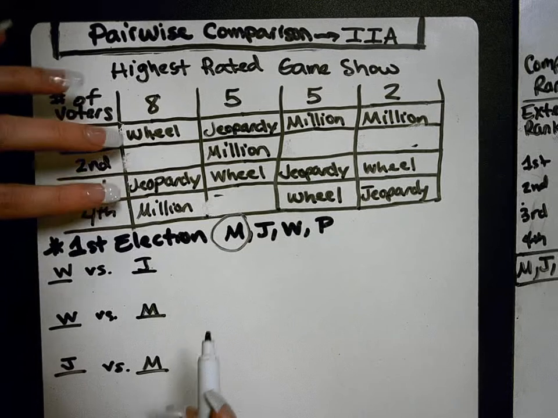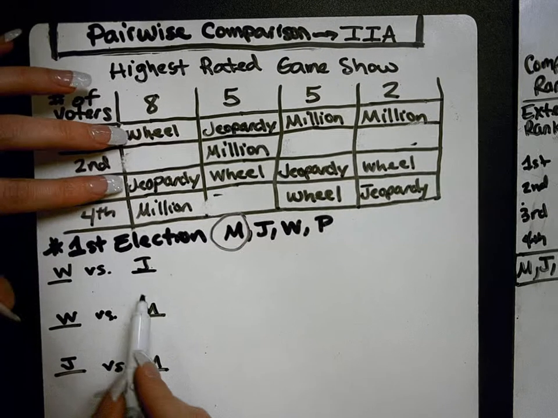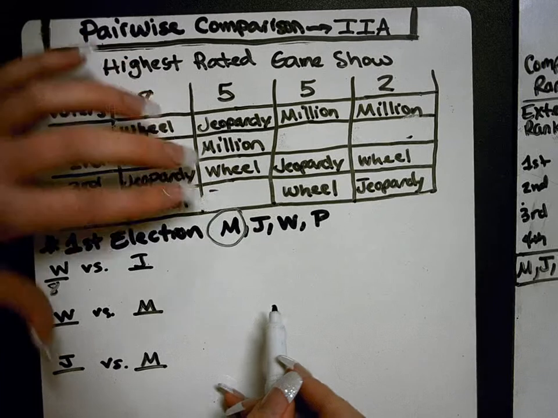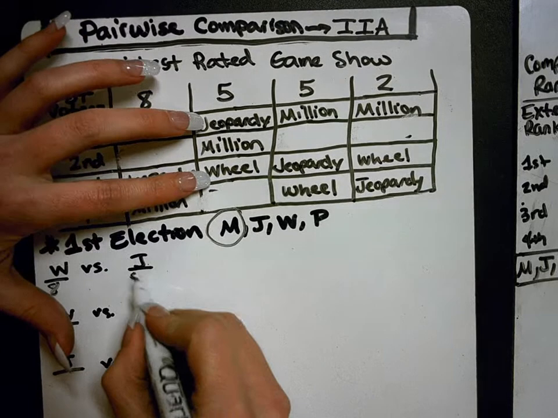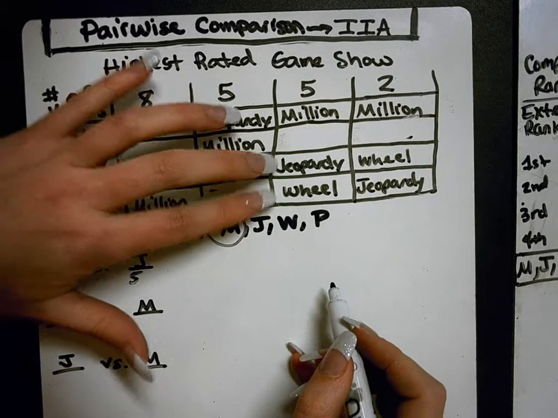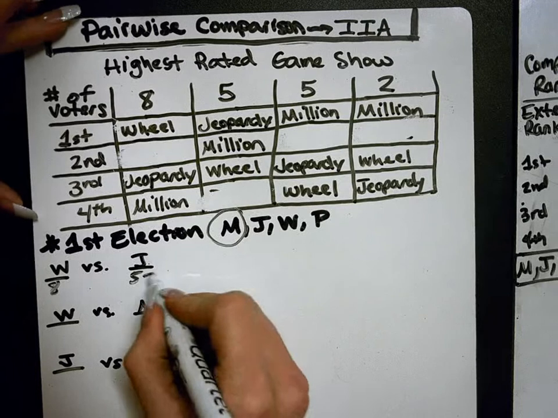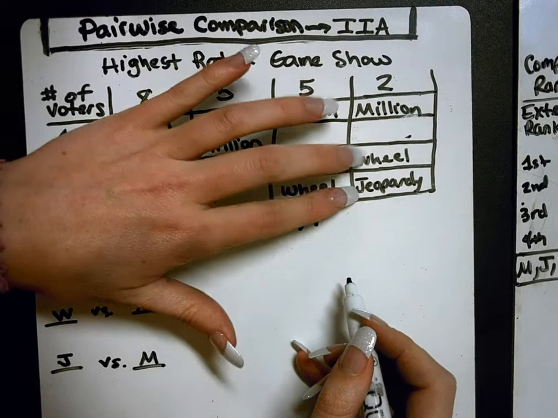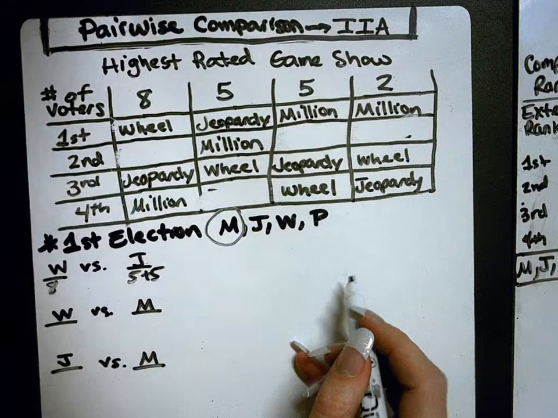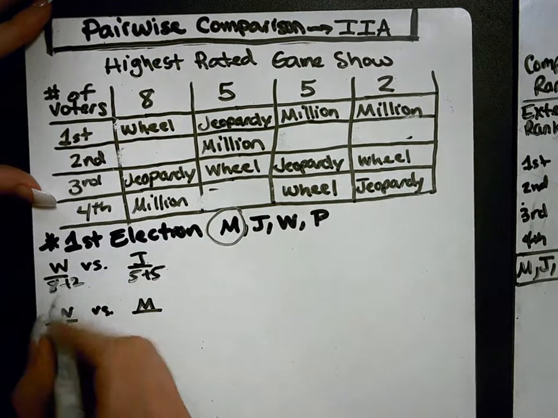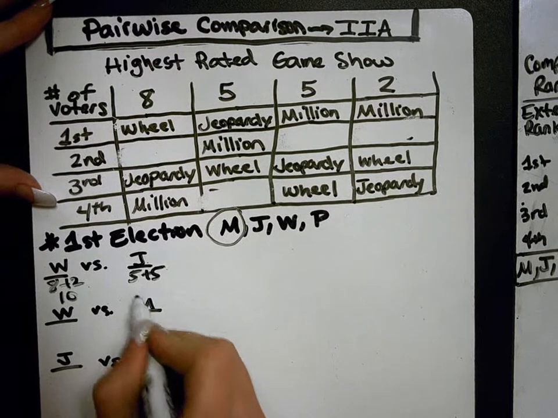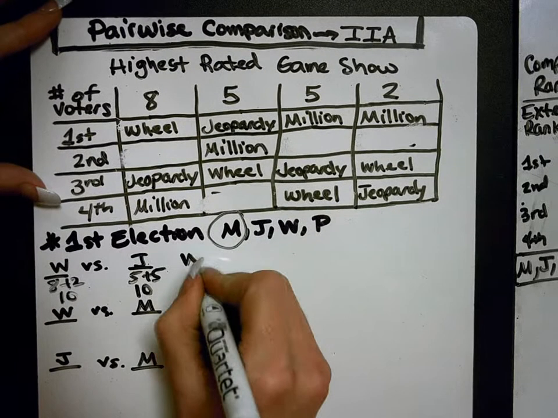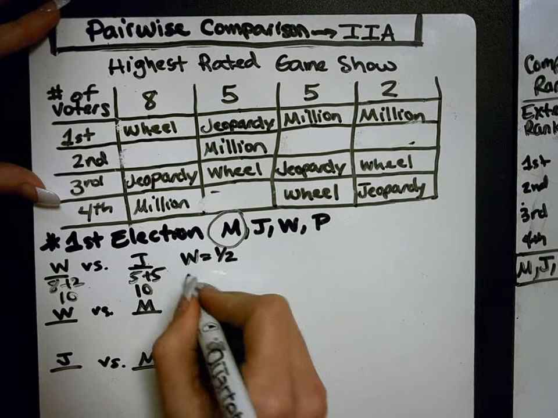First two, Wheel versus Jeopardy. Wheel is preferred. Wheel gets 8. Next column, Wheel and Jeopardy. Jeopardy is preferred. Jeopardy gets 5. Next column, Wheel and Jeopardy. Jeopardy is preferred. Jeopardy gets 5. And last column, Wheel and Jeopardy. Wheel is preferred. Wheel gets 2. So this is a tie, 10-10. And in the event of a tie, each player gets a half a point. Wheel gets a half a point. Jeopardy gets a half a point.